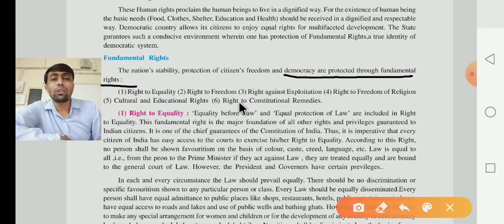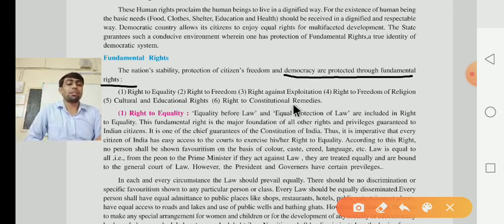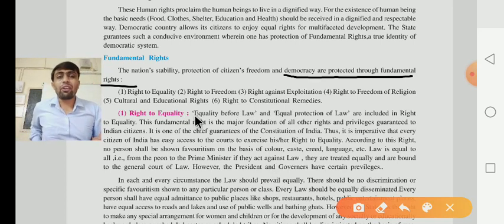Now dear children, they have to give about the fundamental rights. First, right to equality, right to freedom, right against exploitation, exploitation means शोषण, right to freedom of religion, cultural and educational rights, and last one, right to constitutional remedies. It means संवैधानिक उपचार. These are all the basic six fundamental rights. Now we will study in detail one by one.